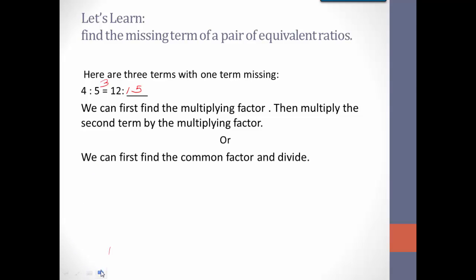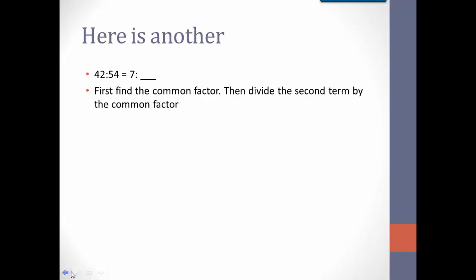Let's try a second one. Or, if it is decreasing, we will divide. Here we see it decreasing. 42 to 54 equals 7 to blank. Since it's decreasing, I will divide. 42 divided by 7 is 6. 54 divided by 6 is 9.